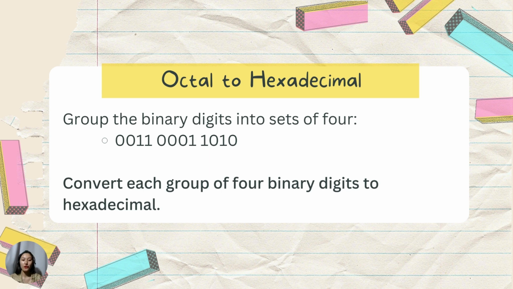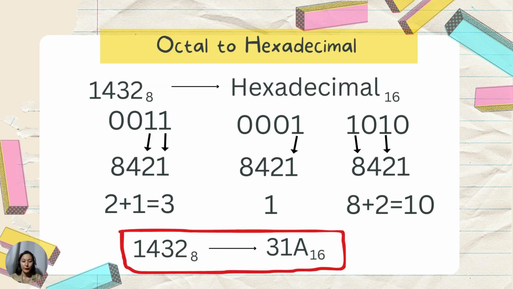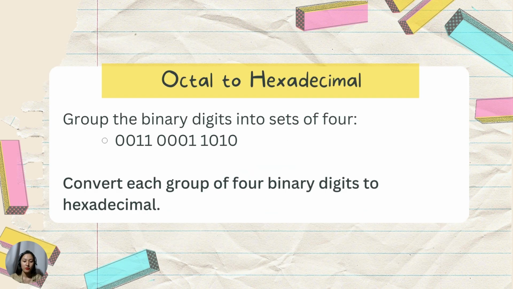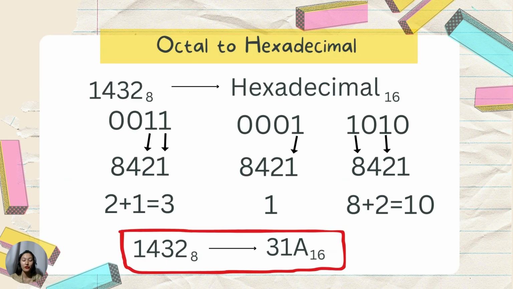Group the binary digits into sets of 4. So again, we have 001100011010. Convert each group of 4 binary digits to hexadecimal, decimal, rather. So we group the binary digits into sets of 4. So each group will have 4 binary digits.